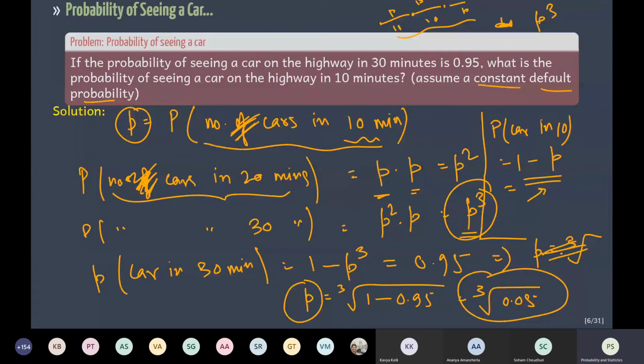And from there I can get the probability that I see a car in 30 minutes, which will be 1 minus P cube, which is given to us as 0.95. So we solve for this and we get the value of P. But P was no car in 10 minutes, so from there we get car in 10 minutes to be 1 minus P. You could have solved this also in a slightly different way.